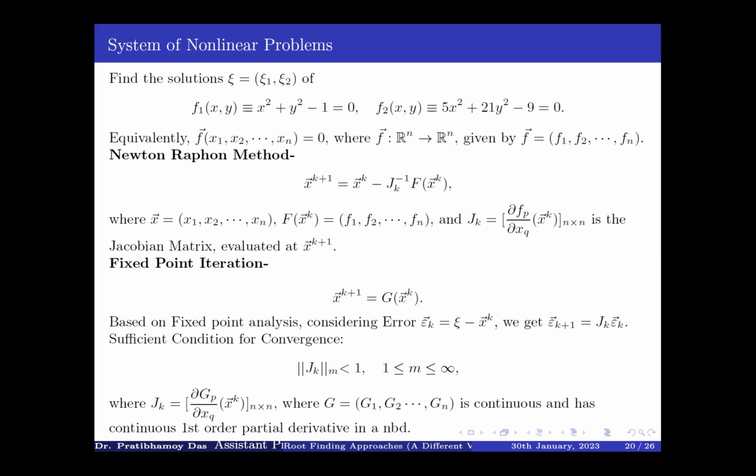So f1 equal to 0, f2 equal to 0 has how many roots? 4 roots, because I am finding the intersection of a circle and an ellipse. The question is how to find the 4 roots which satisfy f1 equal to 0 and f2 equal to 0, how to find the roots by using Newton's method.